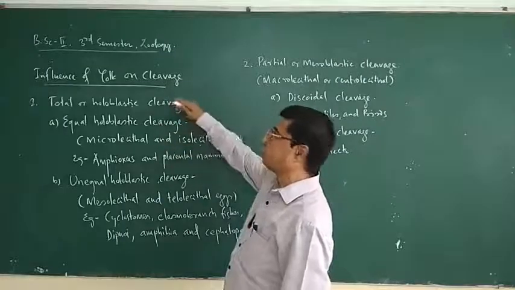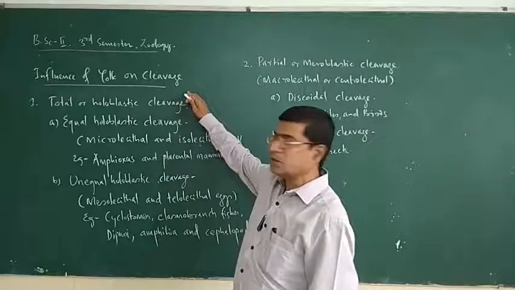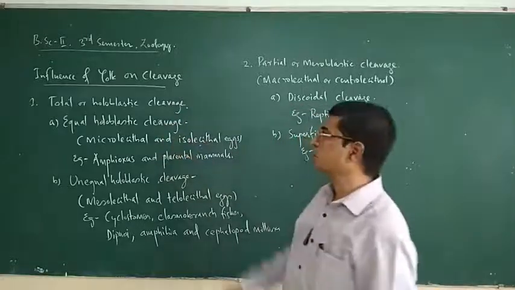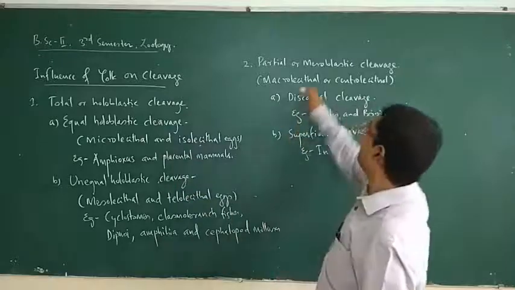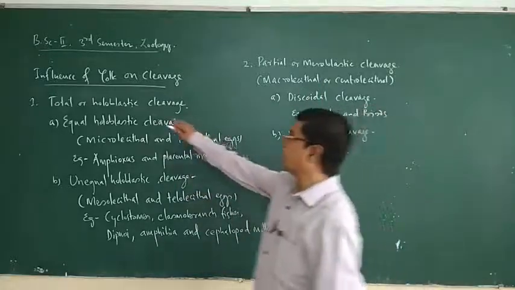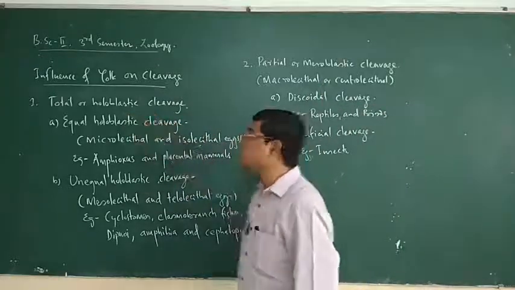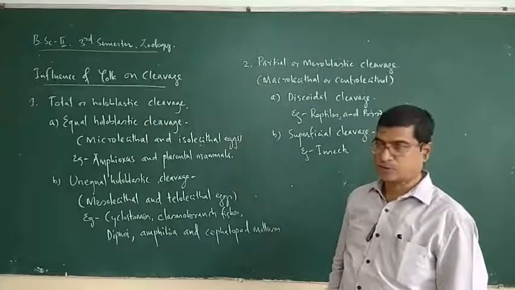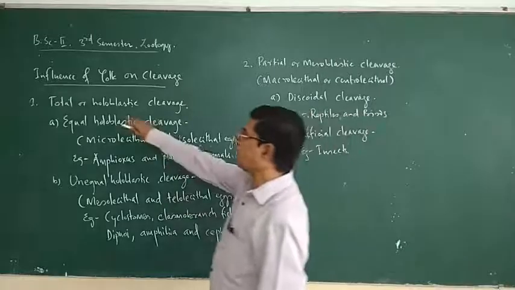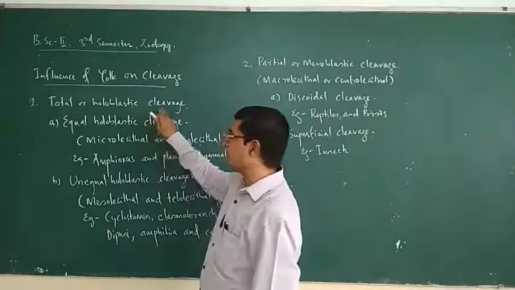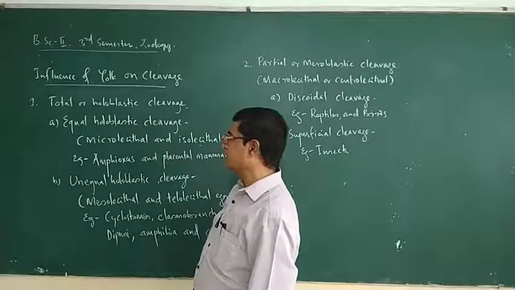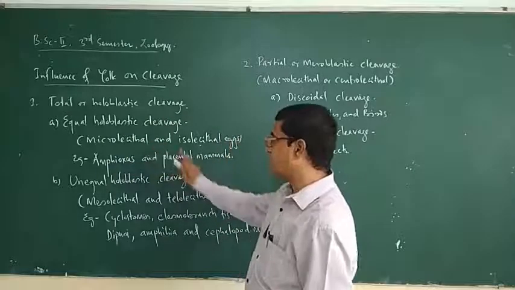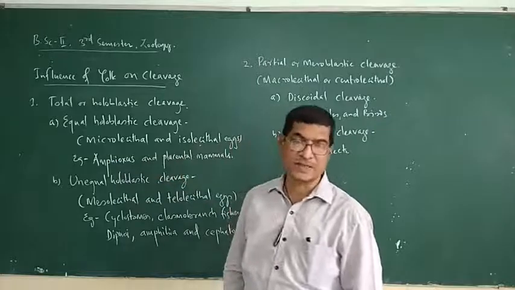Depending upon the influence of yolk on cleavage, there are again mainly two types of cleavages. Holoblastic cleavage and meroblastic cleavage. Holoblastic cleavage is also called total cleavage, and meroblastic cleavage is also known as partial cleavage. So total or holoblastic cleavage occurs in the eggs of microlecithal or mesolecithal eggs.